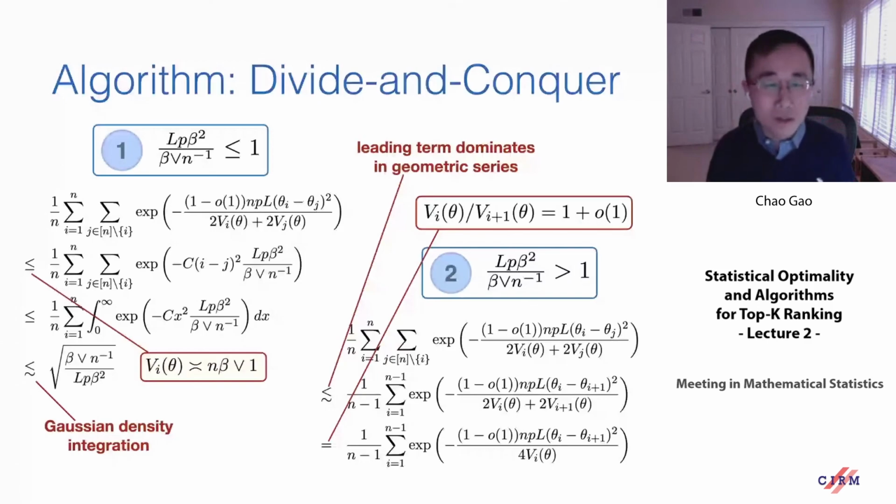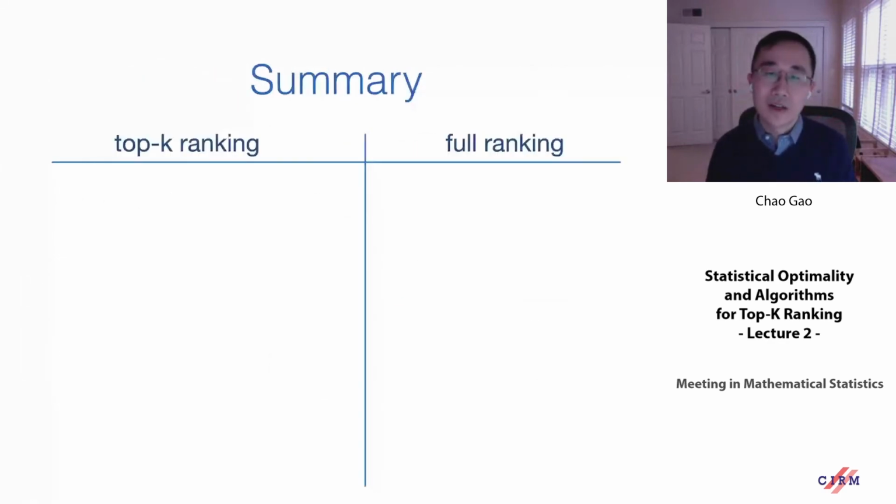So it's all very straightforward calculation once you have the tail probability of the error, right? I think that's the end of the talk. Let me try to summarize the results that we have for the two talks. In my first talk, I talked about top K ranking, and today's talk is about full ranking. I think it's a good idea to conclude with some comparison.